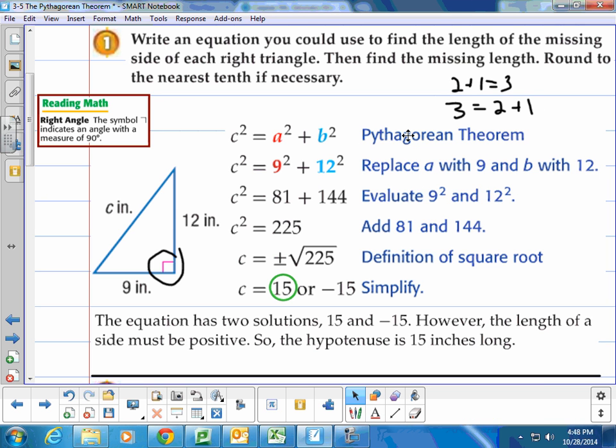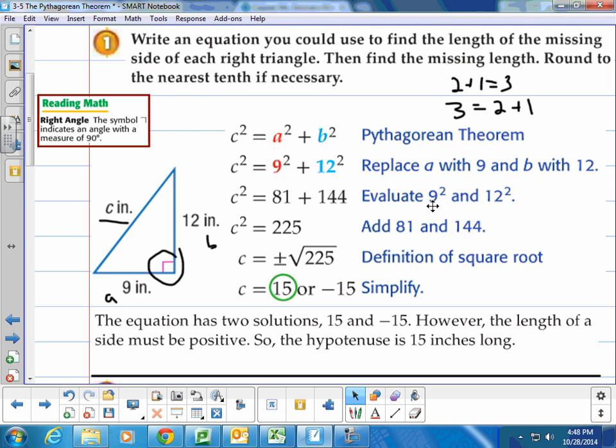So I write down the Pythagorean theorem. This is how your work should look. The formula written, then you replace with the values you've been given. We've been given A, and we've been given B, and what we're trying to find is C. So we replace A and B with 9 and 12.